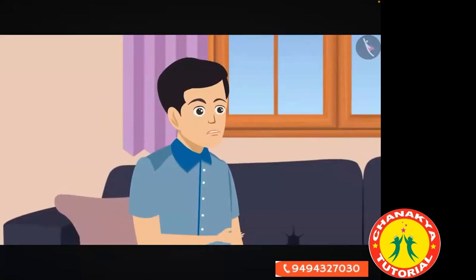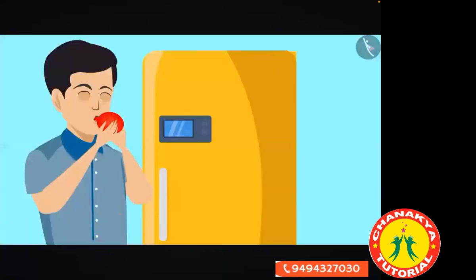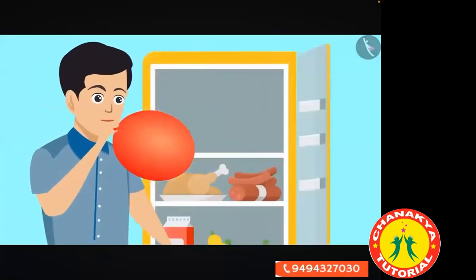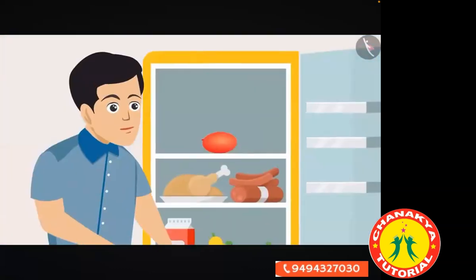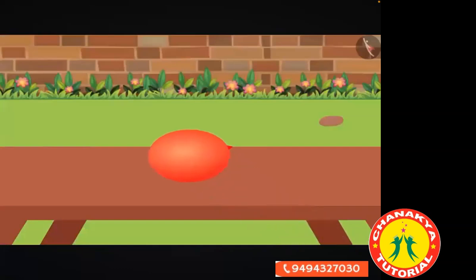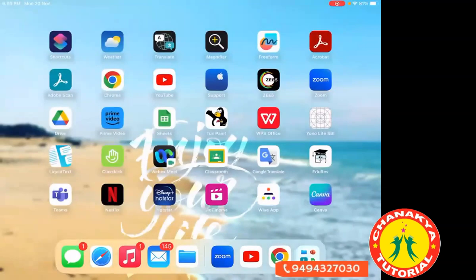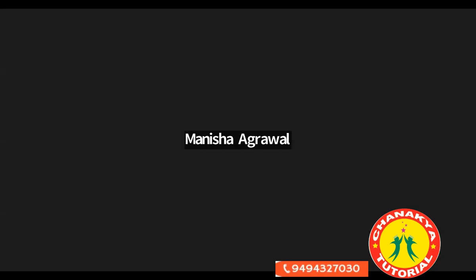Okay, so can we show that air expands on heating and contracts on cooling? For example, if we blow up a balloon, tie it tightly and put it into the fridge, then it will contract in a few hours. And if we put it into the sunlight, it will expand again and regain its size. Is it so?